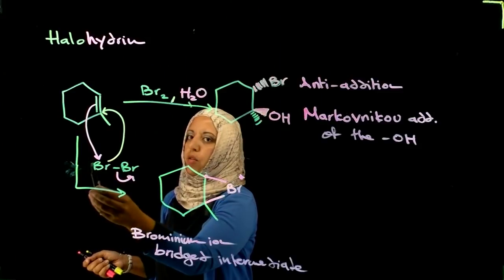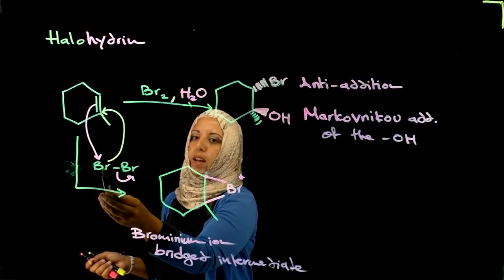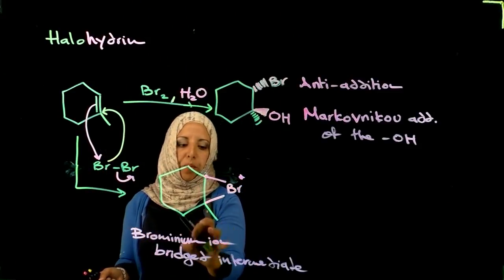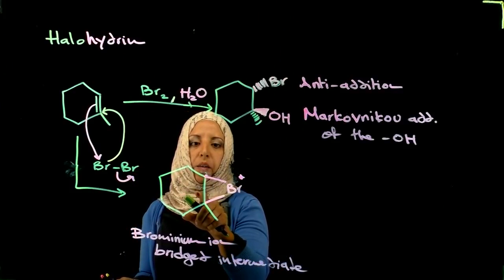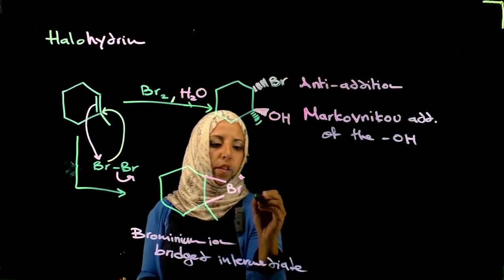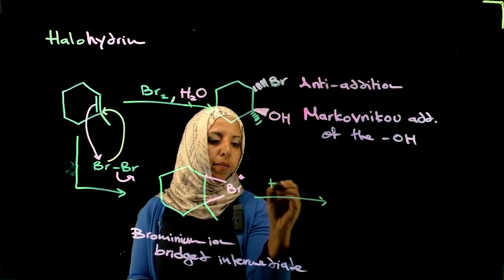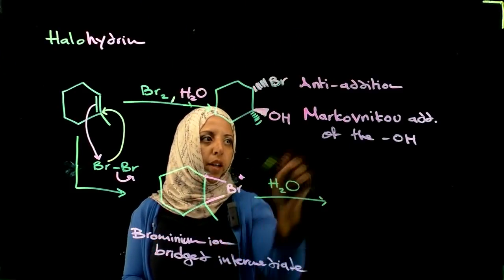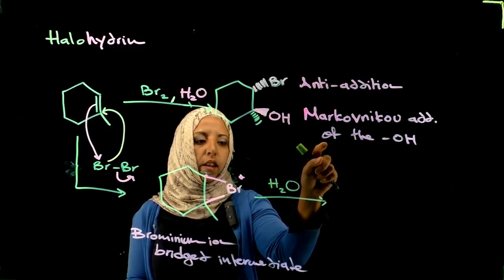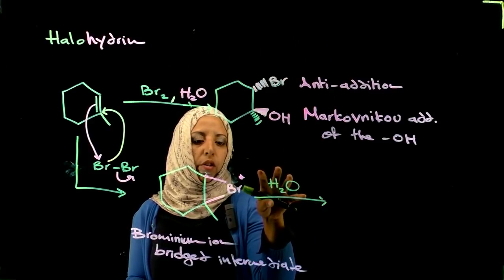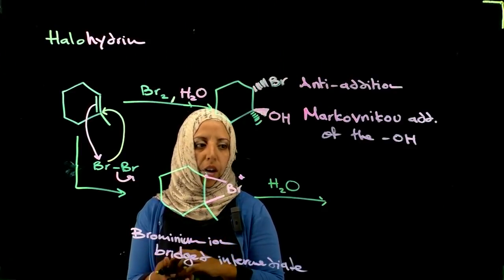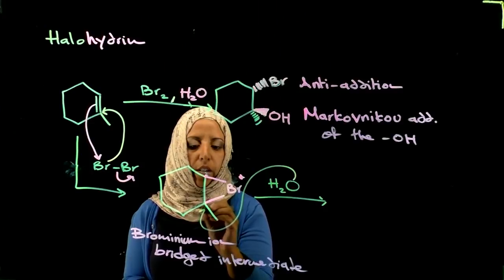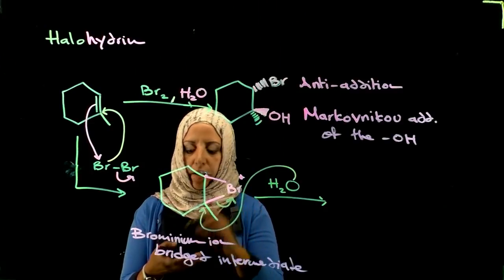The pi bond acts as a nucleophile attacking one of the bromines. The bromine has a high electron density. It'll form a bromonium ion bridged intermediate, but now instead of the other bromine attacking that intermediate, water will, right? It's a Markovnikov addition of a hydroxide, and water is a weaker nucleophile. It will attack the more substituted position of that bromonium ion bridged intermediate. So water comes in, attacks, and this bond is cleaved.